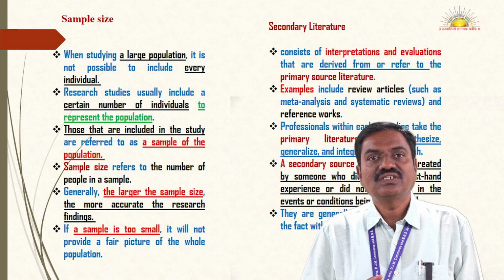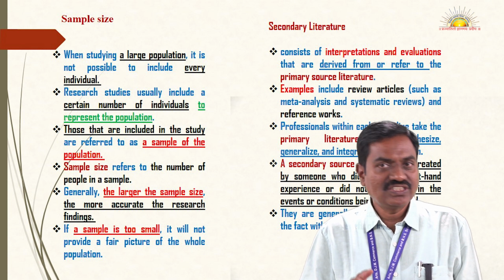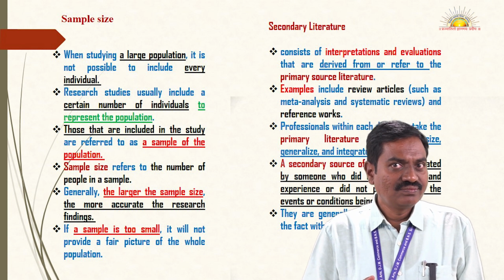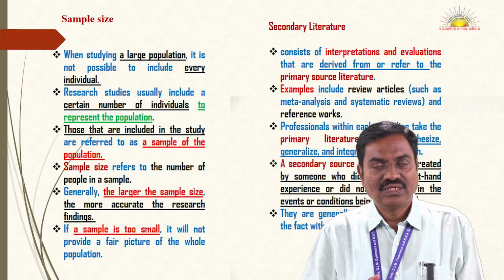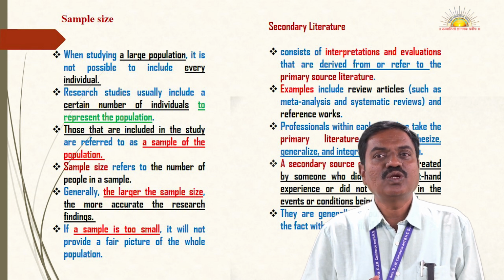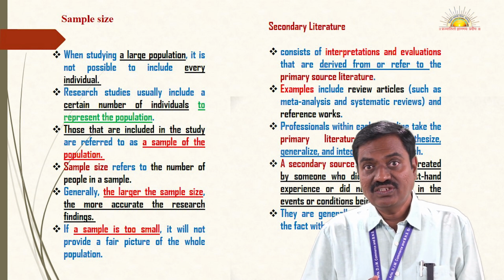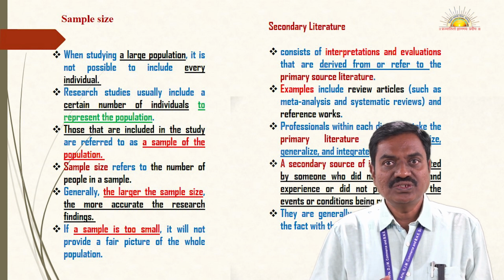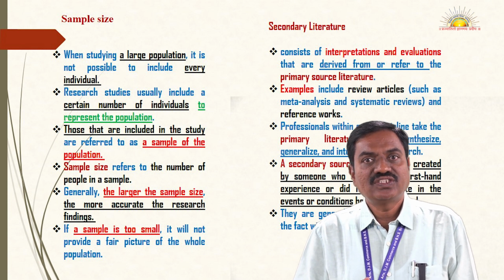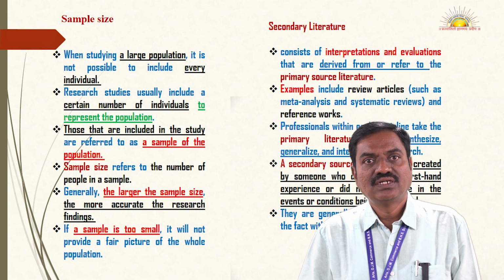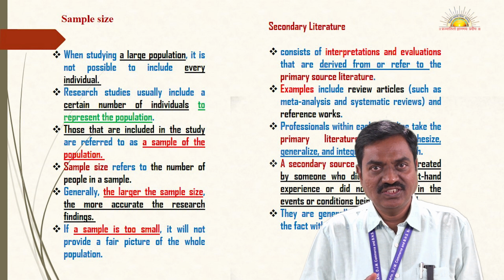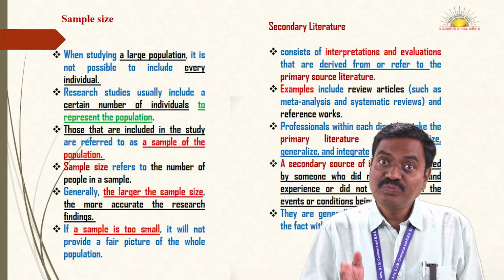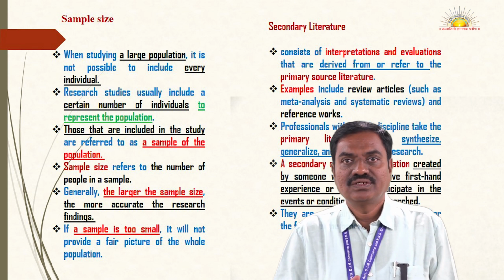The next term is sample size. When studying a large population, it is not possible to include every individual. Research studies usually include a certain number of individuals to represent the population. Those that are included in the study are referred to as a sample of the population. The term sample size refers to the number of people in a given sample.